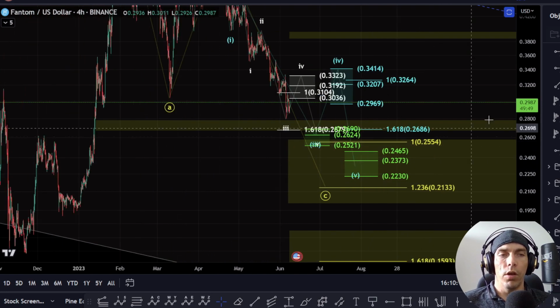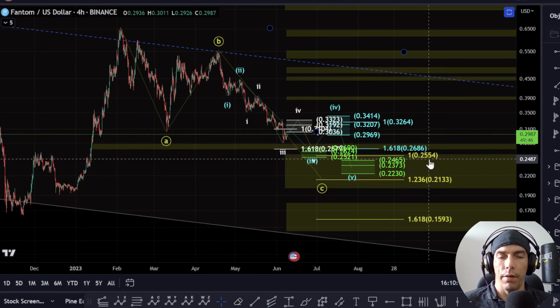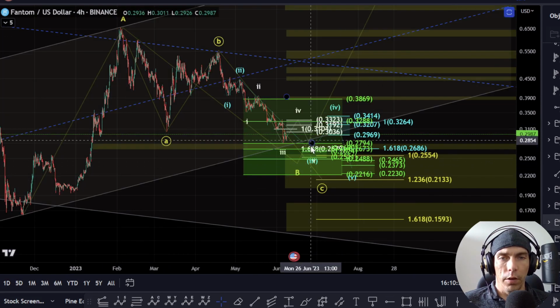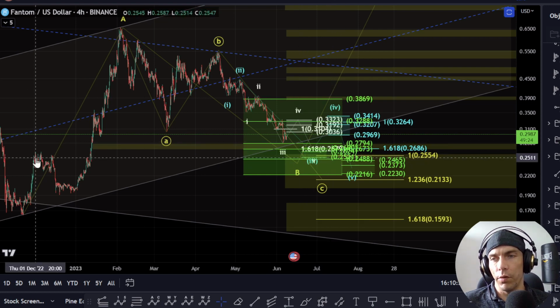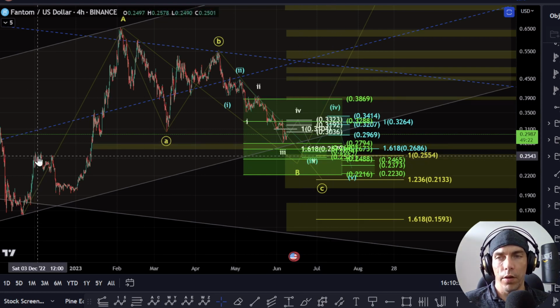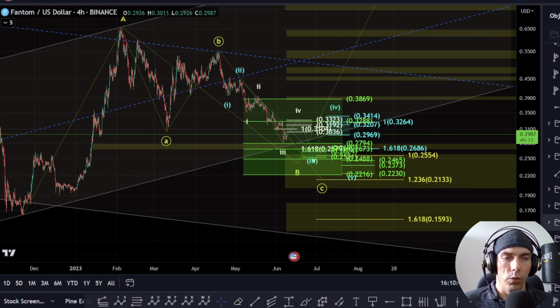Now the 1-to-1 of this as an ABC pattern would be here at this 25.54, so that would be A, B, and C. If I overlay this, we can see that this would bring us into that 702 line. It would also bring us back into this previous structure that we have here on the left hand side towards this 25.43. So that would pretty much be where we are with that 1-to-1. I'd be keeping an eye on this if we do look to break down.